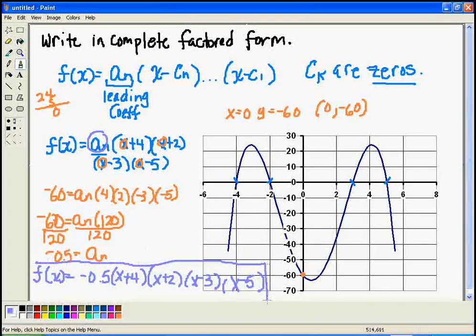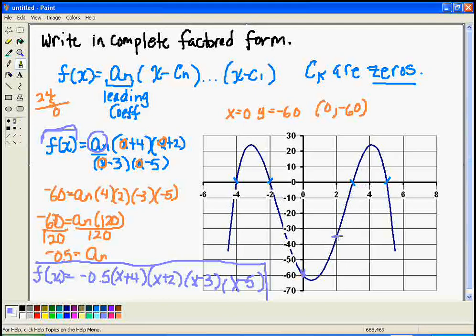The only hard part here is that you won't know a sub n and you'll have to solve for it. You'll have to pick a point on the graph that you can read off exactly, such as here, (0, -60). You plug in whatever your x value is at that point for x, and you plug in the y value for your f of x, your left-hand side.